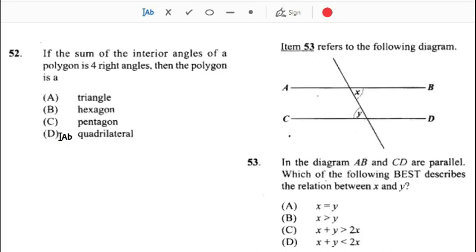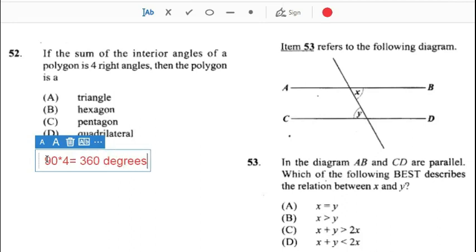Question 52. If the sum of the interior angles of a polygon is 4 right angles, then the polygon is a... So what we know is that the sum of the interior angles of a triangle adds up to 180 degrees, and the question says the polygon contains 4 right angles. So it would be 90, which is the measurement for one right angle, multiplied by 4, which is 360 degrees. So we know that A could not be the answer.